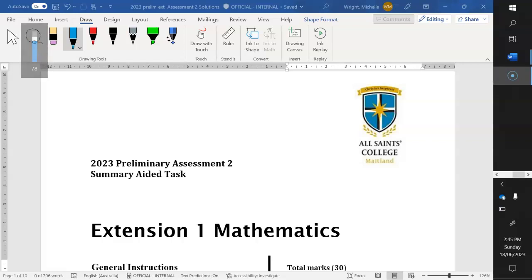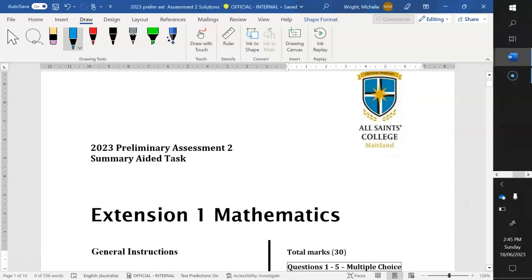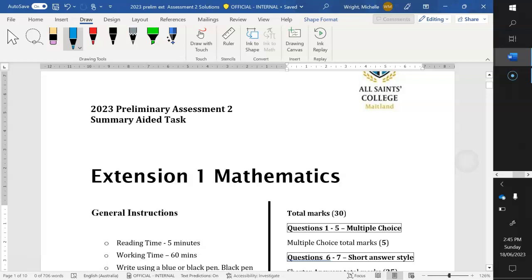Good morning or afternoon, Year 11. These are the solutions to the Extension 1 Preliminary Assessment Task 2 for 2023, and it's the Summary Aided Task.